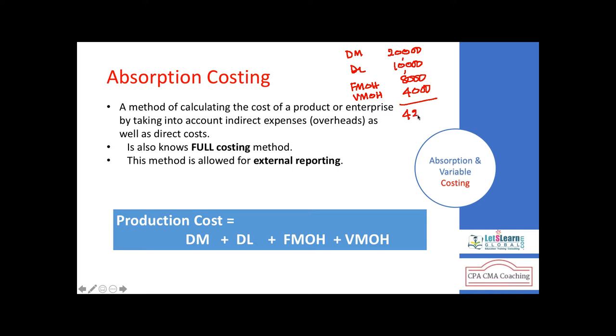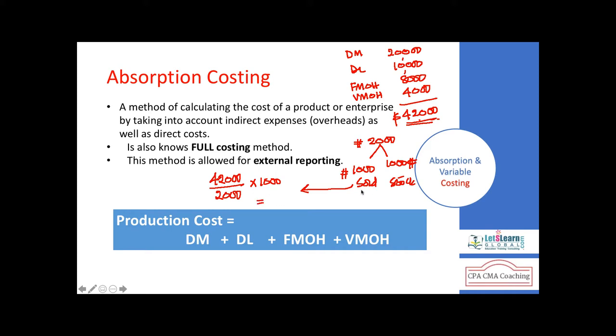Let us take an example here. Say for example, we spent $20,000 on direct material, $10,000 on direct labor, fixed manufacturing overhead is $8,000, and variable manufacturing overhead is $4,000. Clear? The total amount comes to what? $42,000. And we produced 2,000 units during this year, out of which 1,000 units are sold. 1,000 units, the remaining, in the stock.